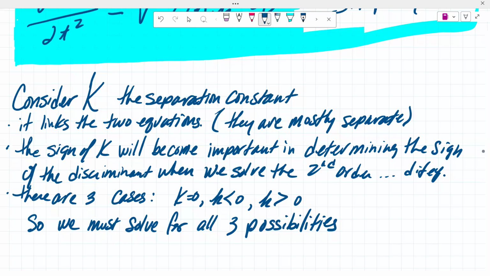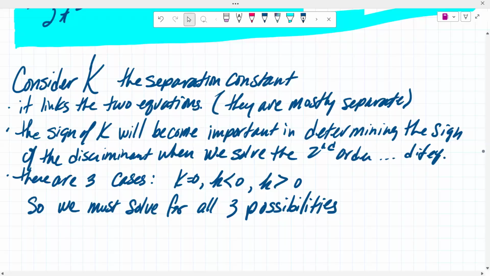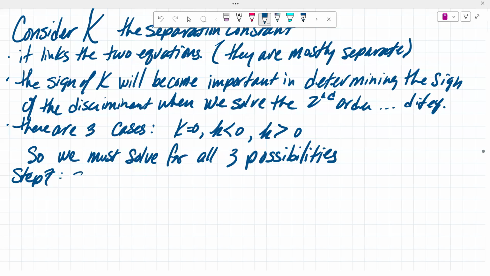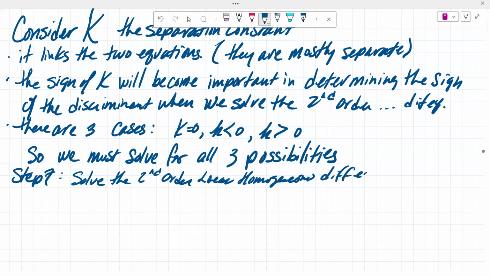All right. And then step 7 of this whole thing is solve the second order linear homogeneous equation according to C last time.